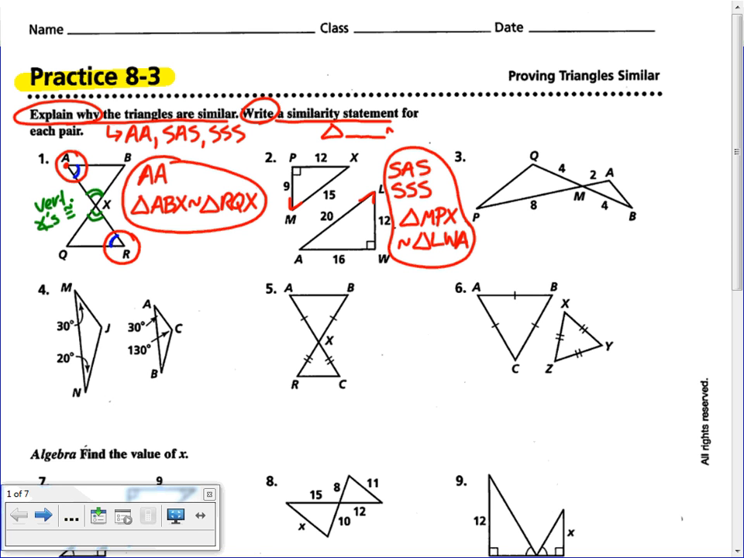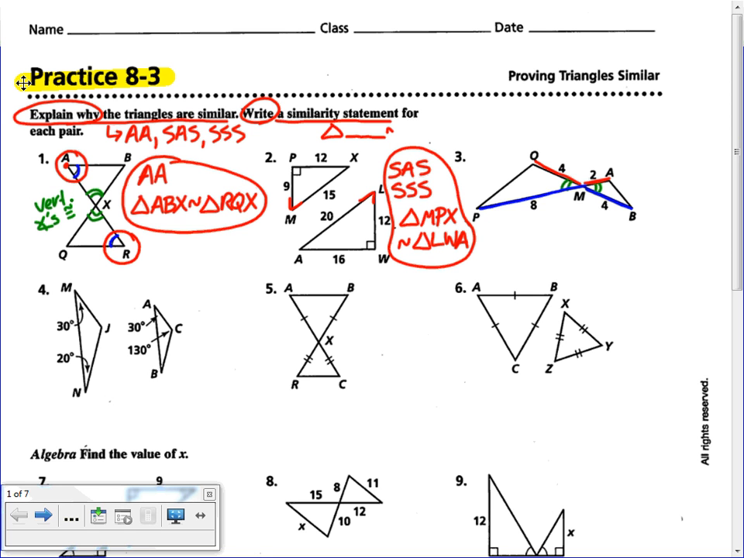Moving on to number 3. I don't see any angle information yet, but I have been trained to look for vertical angles, and there they are. So I'm wondering if this is SAS. I look and see, let's see, 4 is smaller than 8 in that triangle, so I'm going to look for the smaller of the two over here, and it looks like it coordinates to the 2. The 8 in the left triangle coordinates with the 4 in the right triangle.